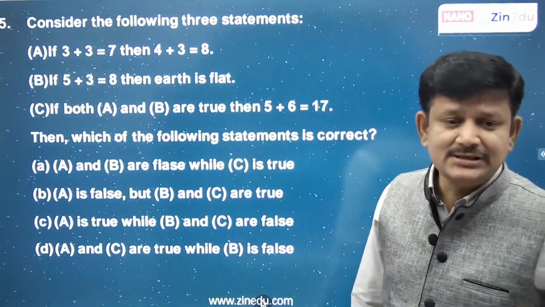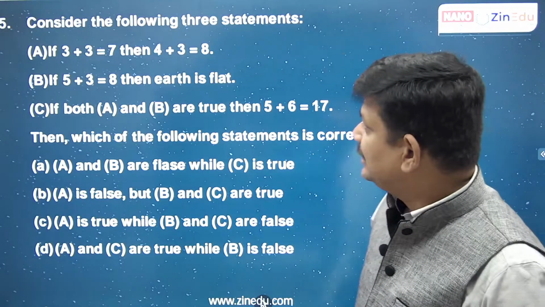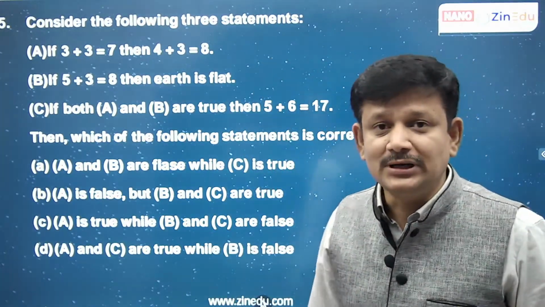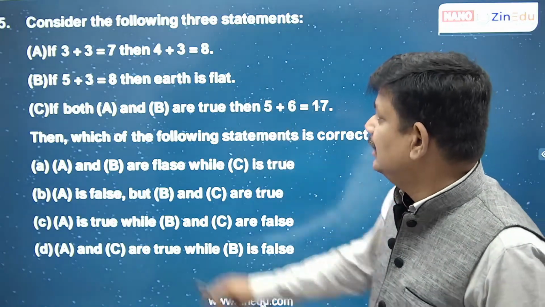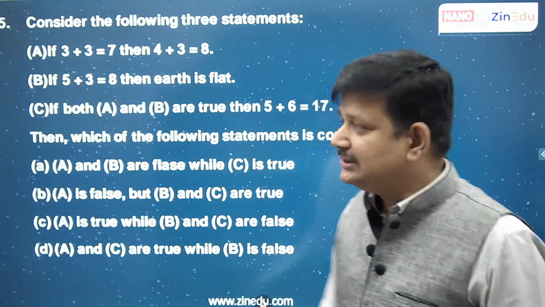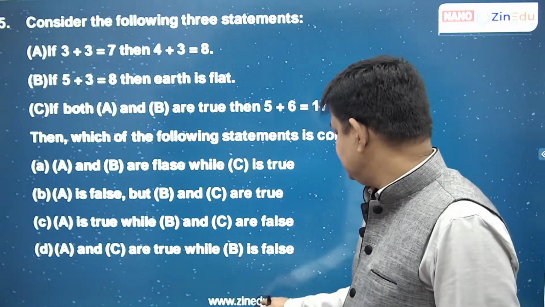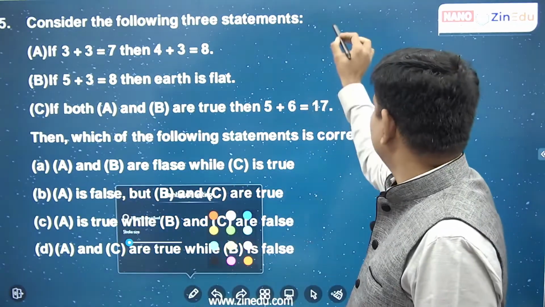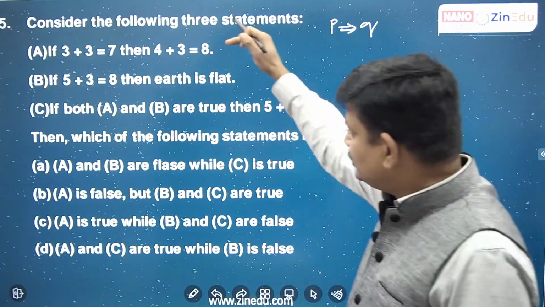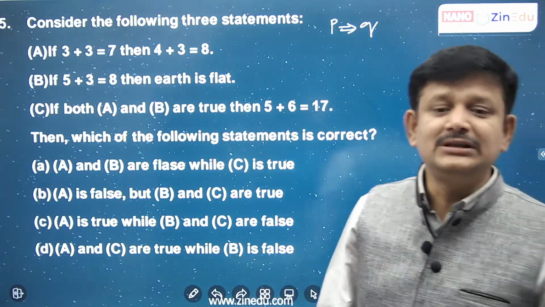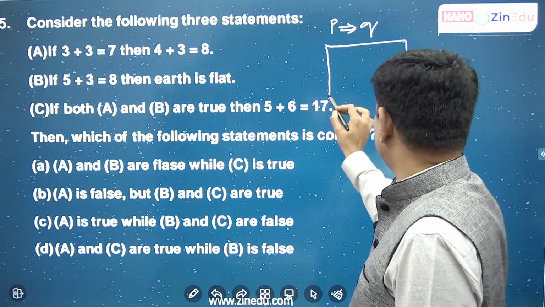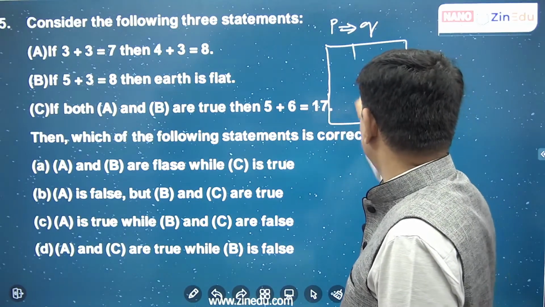Consider the following statements. If 3 plus 3 is 7, can it be 7? No. But what we are talking about is logical statements, and all three of them are if-then statements. What are if-then statements? It is something of the form P implies Q. Because all three of them are dealing with if-then, in order not to make a mistake, just have the truth table of P implies Q in your mind.